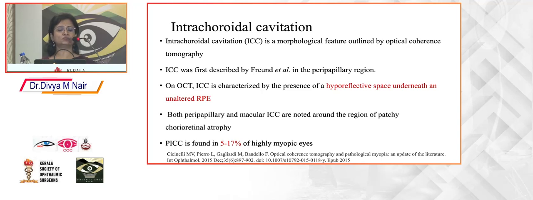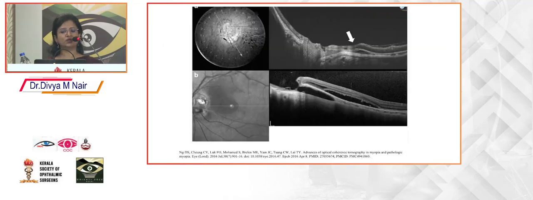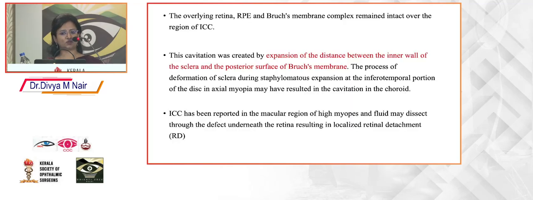This is a morphological feature which is outlined by OCT. It was first described by Freund et al. It is characterized by the presence of a hyporeflective space underneath an unaltered RPE. So underneath the RPE, that hypo area which you see in the peripapillary area, that is the intrachoroidal cavitation. The overlying retina, RPE and Bruch's membrane are intact here.